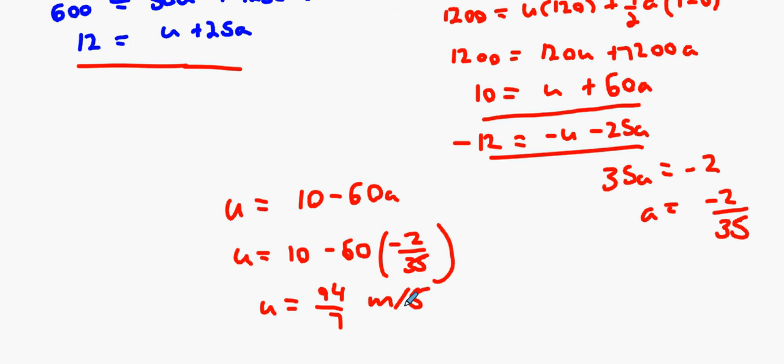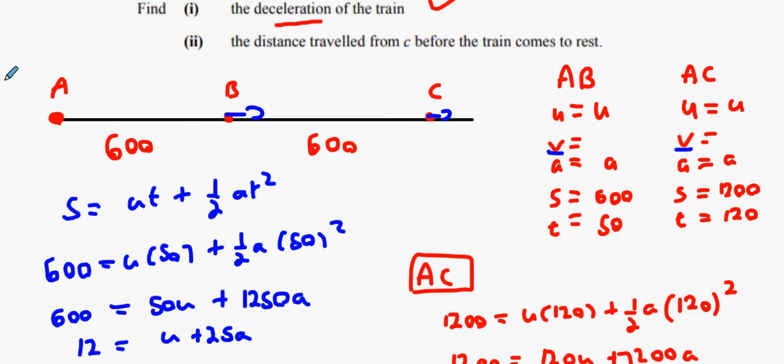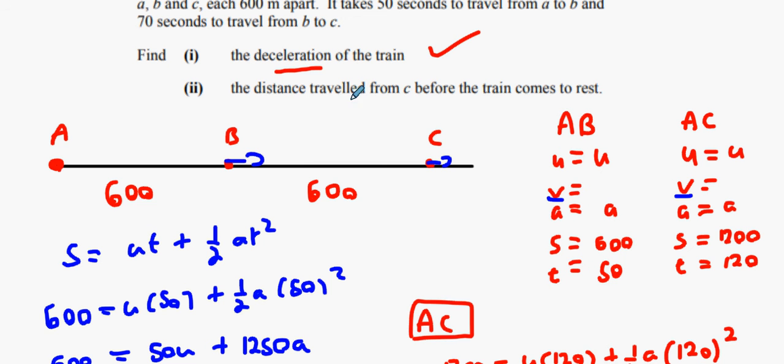Now, do you remember what I told you guys? I always like to use the start, okay? Because I have all the information for the start, don't I? Now, when you read part 2, the distance travelled from C before the train comes to rest, I'm essentially extending the track onto a point D. And what can I say happens at point D? At point D, the v value equals 0 and it comes to rest. Everybody cool with that? So I'm going to make a data set AD.